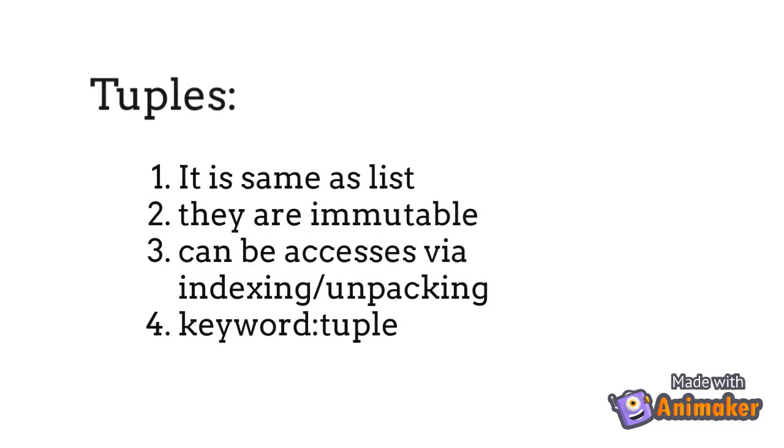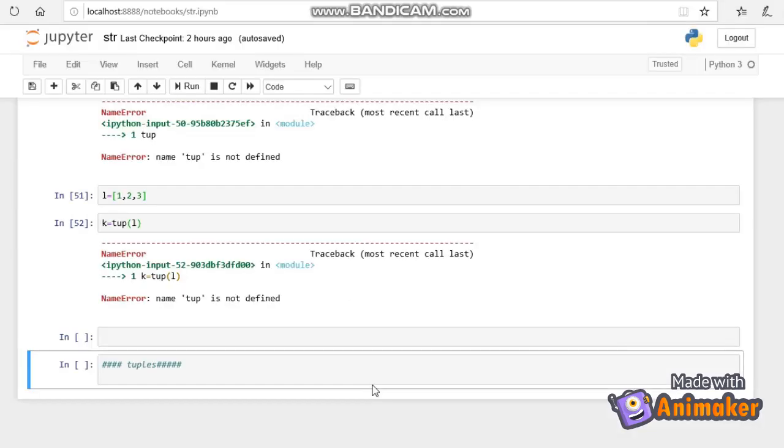Tuple is another data type which is the same as list, but there are certain things that vary. Tuple is immutable, whereas lists are mutable. Tuple can be accessed via indexing or unpacking. We'll learn about this in Jupyter Notebook. The keyword tuple is used in Python to represent tuples. Now let us jump to the Jupyter Notebook.